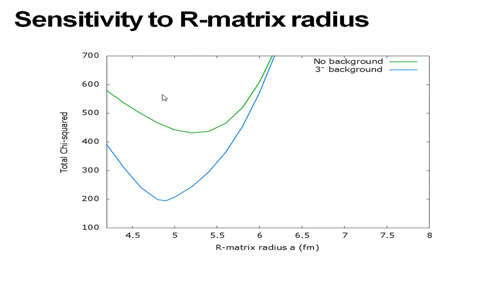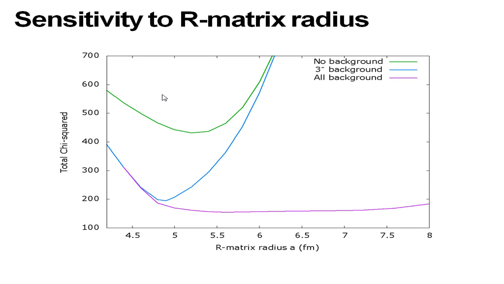Okay, and in principle it shouldn't, right? If we have a complete calculation, we shouldn't have this dependence on the R matrix radius. So what we can do is, instead of just including the 3 minus background, if we include background contributions for all different spin parities, what we get is this.